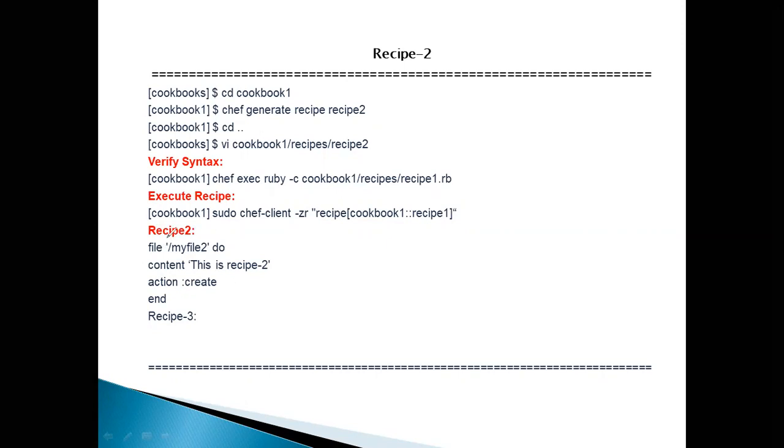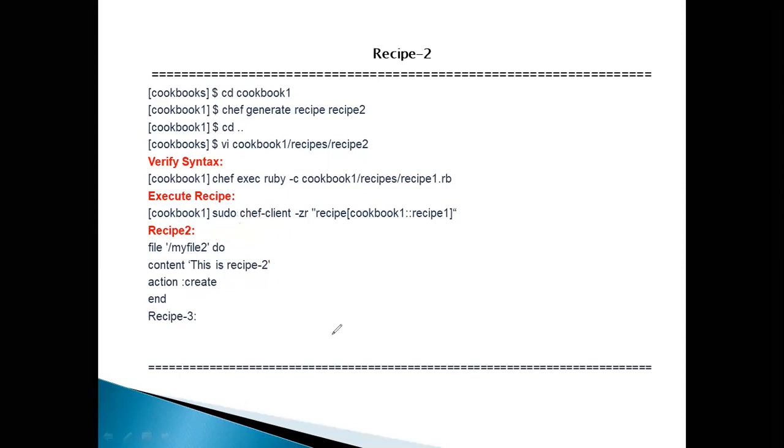In this recipe 2, you can see a file, which is a resource, and then the file name. And do content, this is recipe 2, means this content will be pasted inside this file, my file 2. The action will be create, so my file 2 will be created, and then the end of the code. Let me do that.